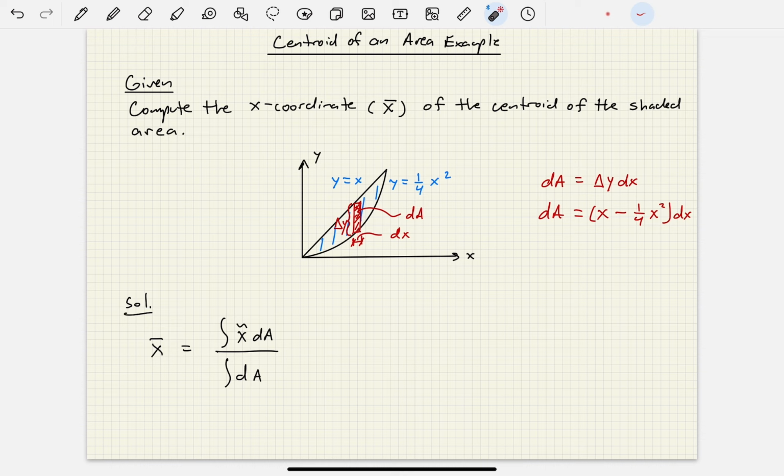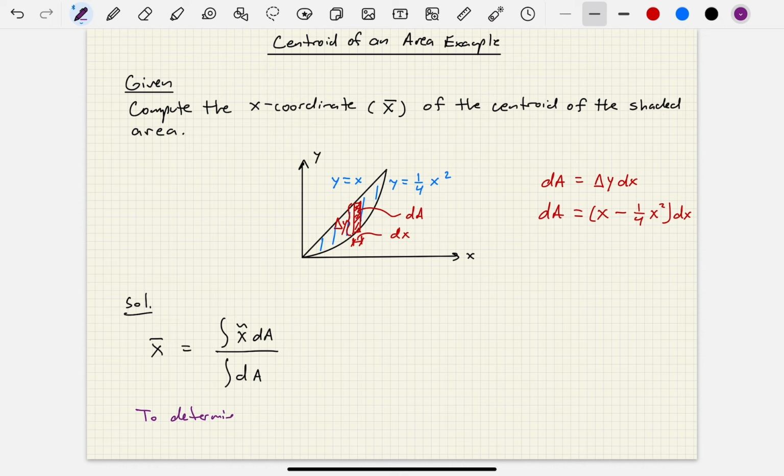Now what we also need to investigate is the limits of this, the bounds, right? So we need to know where we need to take the integral over, from where to where. Well, it looks like the blue shaded area starts here at the origin, and it extends up to this point here. But what are those points? So I'm going to make a note over here.